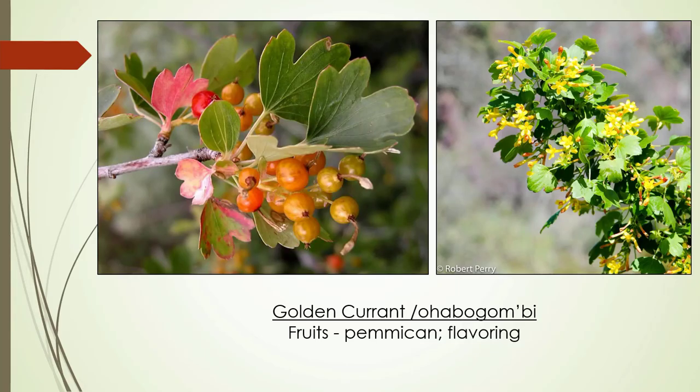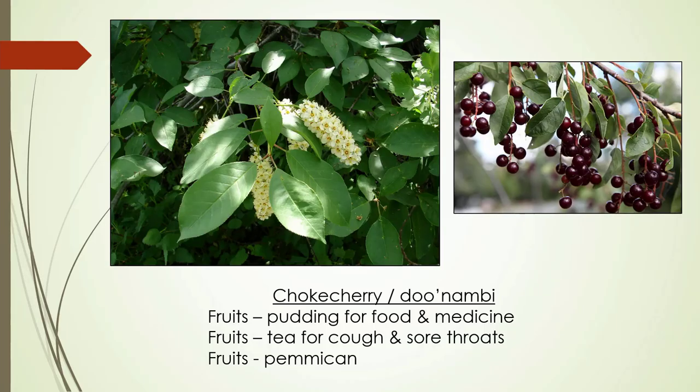Golden currant, we're getting into the fruits, we're getting into food now. So the fruits were eaten just raw. They were also gathered and pounded, oftentimes with the seeds left inside, but pounded so that the seeds disintegrated. They could be made into cakes. They were mixed with ground meat or chopped up meat and fat and other berries to form pemmican, which was kind of like a power bar food. Same with chokecherry. It was important for pemmican as well.